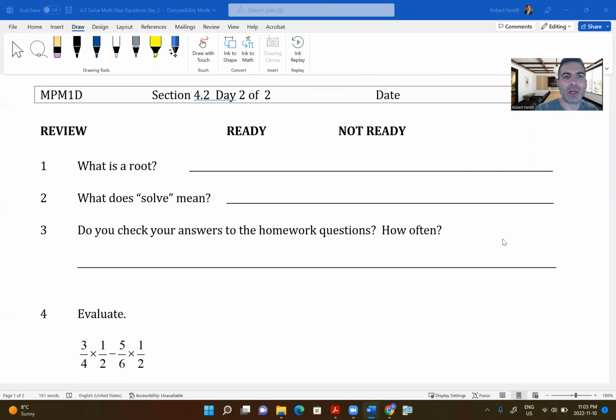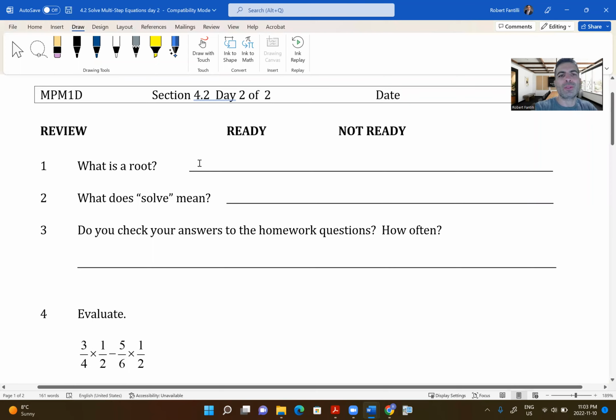Okay, gentlemen, today we're working on 4.2, day 2 of 2. Quick get ready, review some questions here. What is a root? We covered this in the learning goals recently. So what is a root?